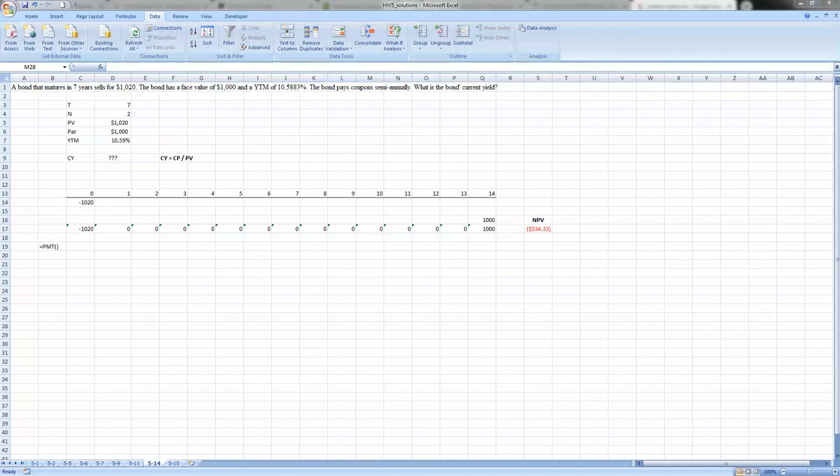A bond that matures in 7 years sells for 1,020. The bond has a face value of 1,000 and a yield to maturity of 10.5883%. The bond pays coupon semi-annually. What is the bond's current yield?